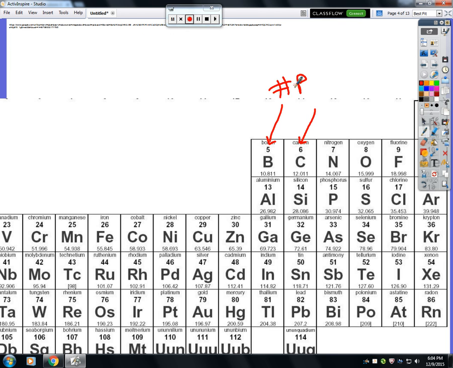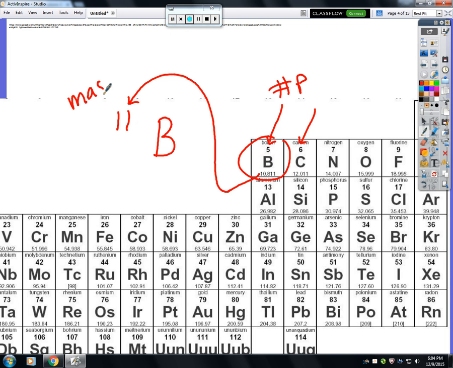Okay? Now if we look at boron's box, boron has an atomic mass, which is this number right here, of 10.811. Okay, so 10.811 rounds to 11. This atomic mass gets rounded to a whole number, and that's called a mass number. So number of protons, again, that's the atomic number.